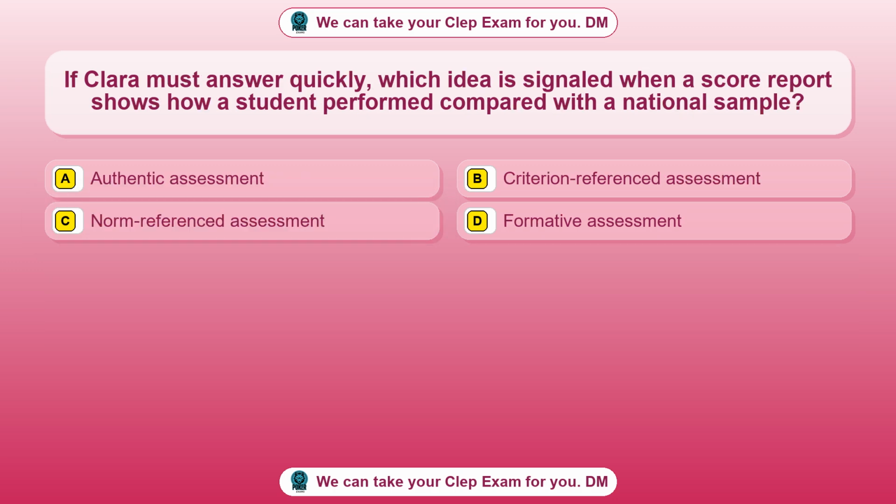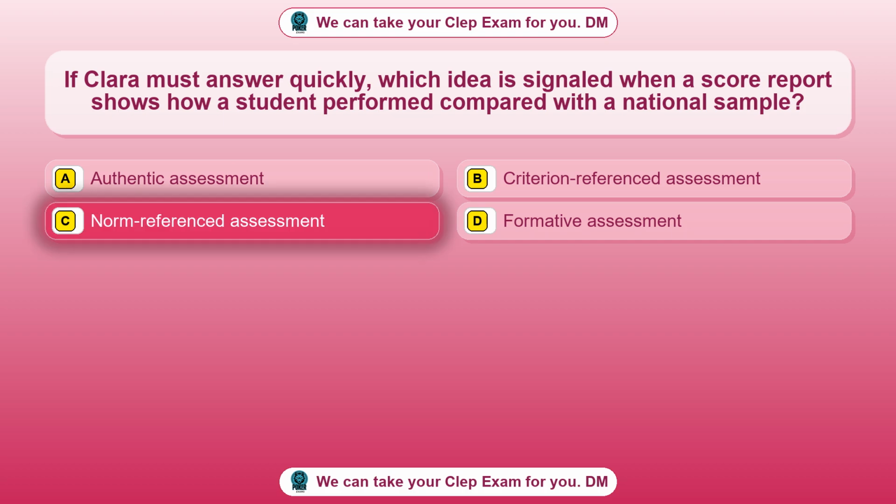Question 55. If Clara must answer quickly, which idea is signaled when a score report shows how a student performed compared with a national sample? Option A, authentic assessment. Option B, criterion-referenced assessment. Option C, norm-referenced assessment. Option D, formative assessment. The correct answer is option C.